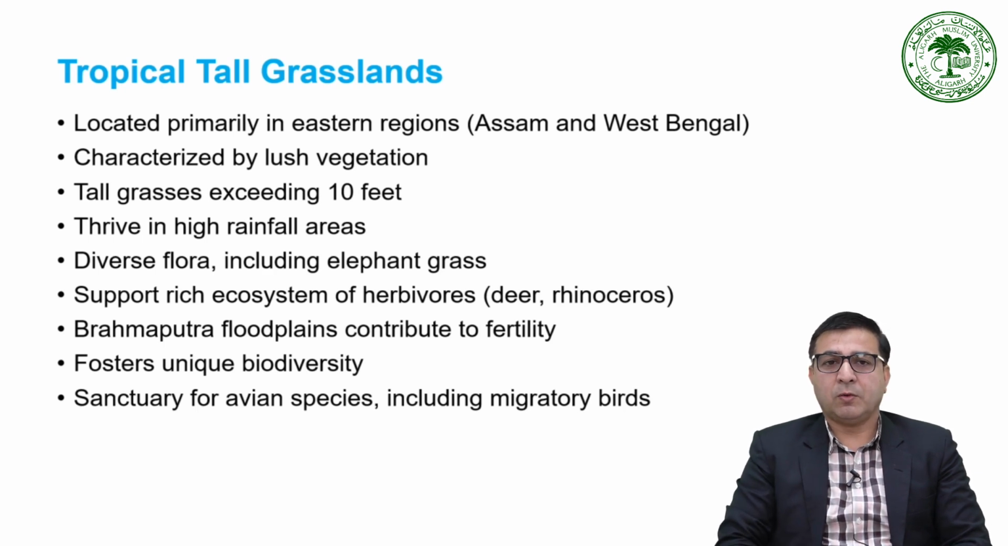Let's start from the first, tropical tall grasslands. These tropical tall grasslands in India are primarily located in the eastern regions, notably in Assam and West Bengal. These grasslands are characterized by their lush vegetation, which often exceeds 10 feet due to high rainfall in these areas. The diverse flora of these grasslands includes species like elephant grass, supporting a rich ecosystem of herbivores such as deer and rhinoceros.